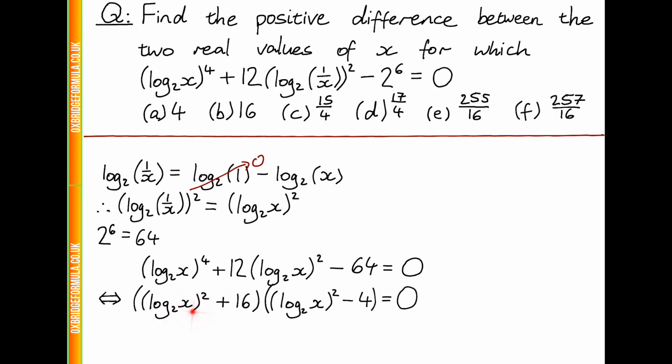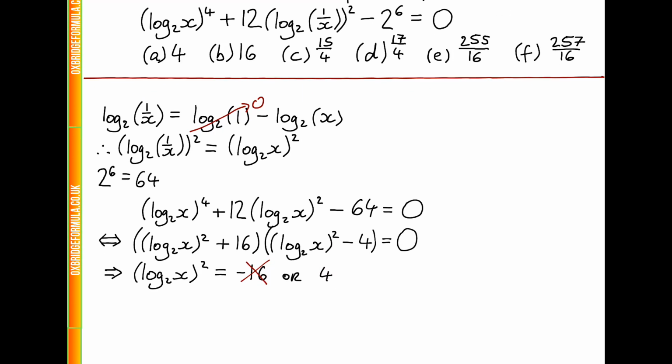And therefore that tells us that log to the base 2 of x squared is equal to minus 16 or 4. But we're looking for real values of x, and therefore log to the base 2 of x must be real. And when we square a real number, we can only ever get something greater than or equal to 0. So it can't equal minus 16, that doesn't make any sense. So we therefore just see that the equation tells us that log to the base 2 of x squared must equal 4. So what does that tell us? Well, there are two numbers which when we square them get to 4, and those are plus or minus 2. So log to the base 2 of x must equal plus or minus 2.